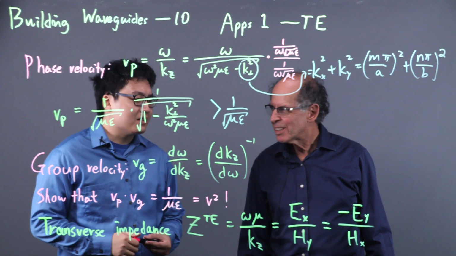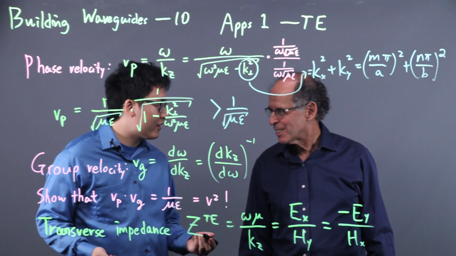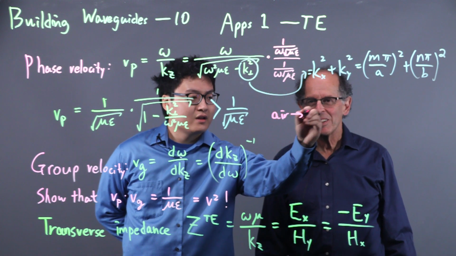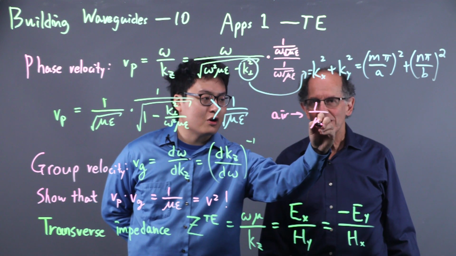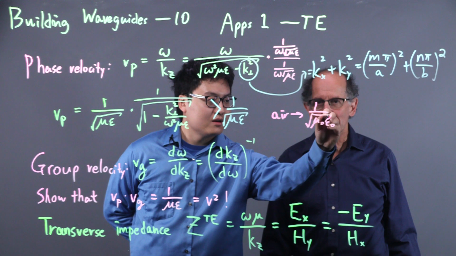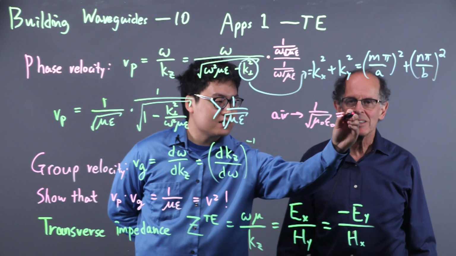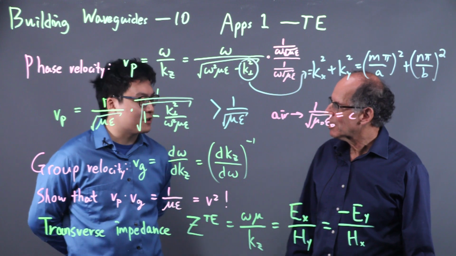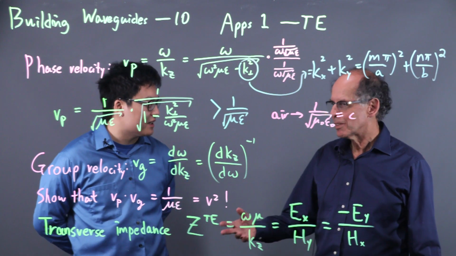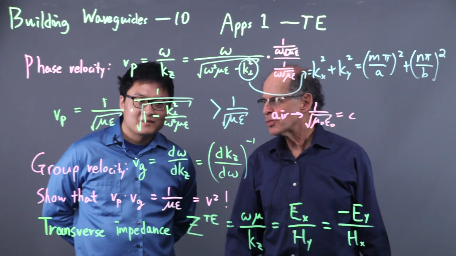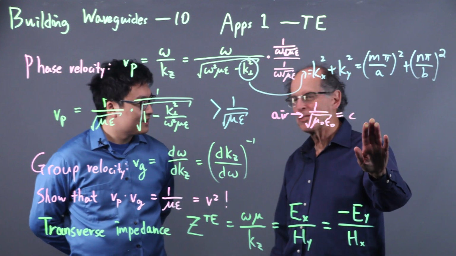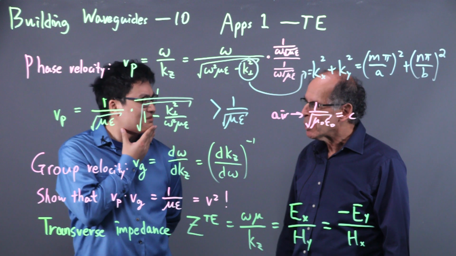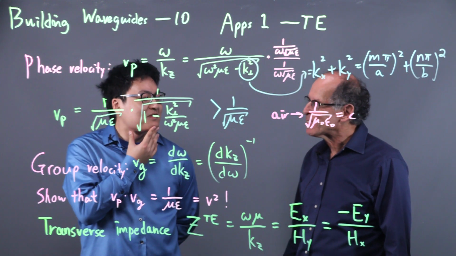And let's say the material is air. So you have 1 over the square root of mu naught epsilon naught. So that's the speed of light. You're saying that the phase velocity can be greater than the speed of light? The math is okay. So is this violating Einstein's relationship? What does a phase velocity measure?